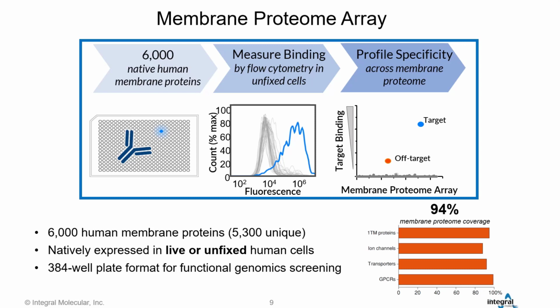In terms of what we have in the array, there are 6,000 total proteins, of which 5,300 are unique. That covers about 94% of the human membrane proteome, and we do have very good coverage of all different types of proteins, including single-pass proteins and multi-pass GPCRs, and also ion channels and transporters. All of our proteins are expressed in unfixed human cells. This is very important for maintaining native epitopes, and I'll discuss this a little bit more in a following slide. But this also means that the MPA can lend itself well to functional screenings.